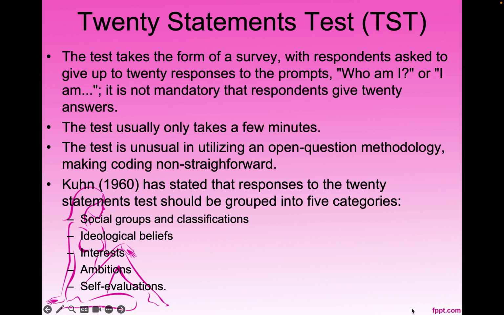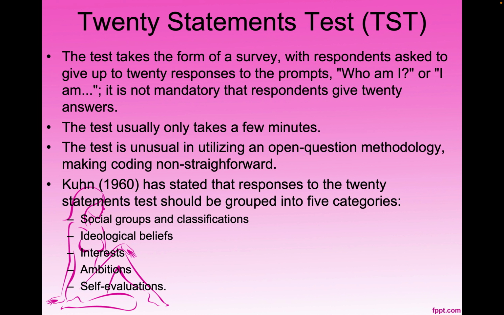There we go. The test takes the form of a survey with respondents asked to give up to 20 responses to prompts like "Who am I?" So that's all the questions asked. Who am I? I am. That's it. And they have to come up with 20 things that they are. And they don't have to answer all 20 questions. They can answer 5, 10, 15, however many they want. The test usually only takes a few minutes.